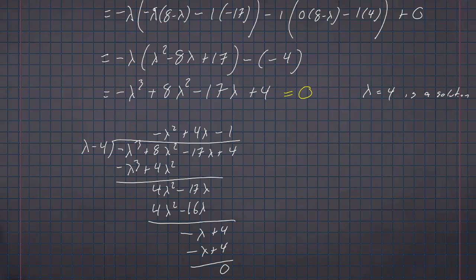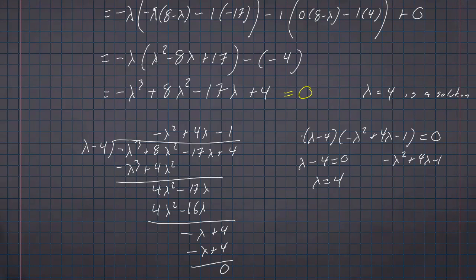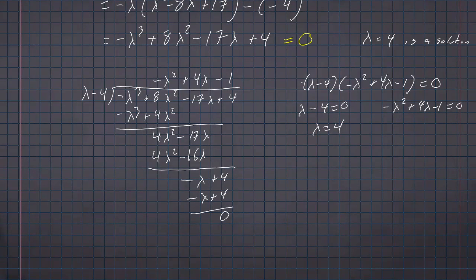And so I see that this polynomial is going to factor into lambda minus 4 times negative lambda squared plus 4 lambda minus 1, giving me my lambda minus 4 equals 0, or lambda equals 4, and my negative lambda squared plus 4 lambda minus 1, which I don't see how to factor, but I can always use the quadratic formula once I'm down to a second degree polynomial.